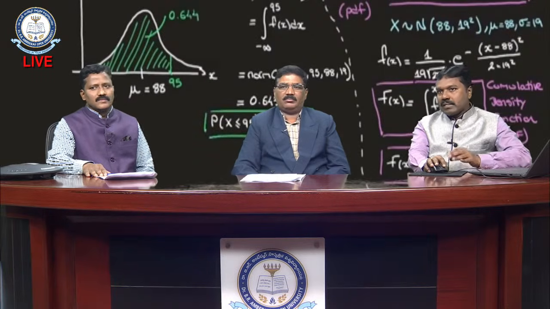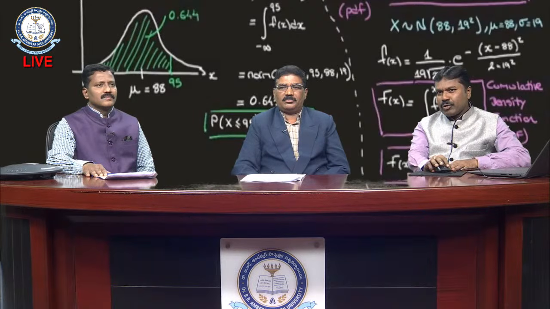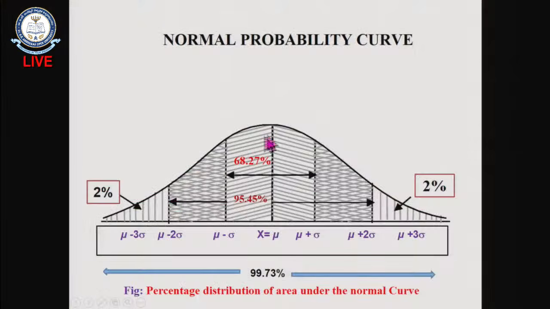Whatever we just discussed, I have shown in this picture. This is a bell-shaped curve, called the percentage distribution of area under the normal curve. This portion is 68.27%, up to this is the 1 sigma limit. Now if I take up to this point, it is the 2 sigma limits. Now if I take the entire data, this is 99.73%. This is the 3 sigma limits.